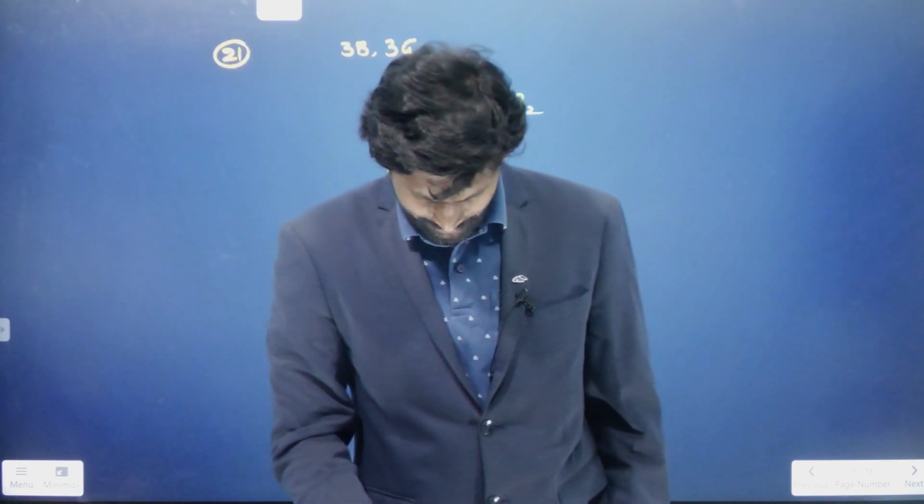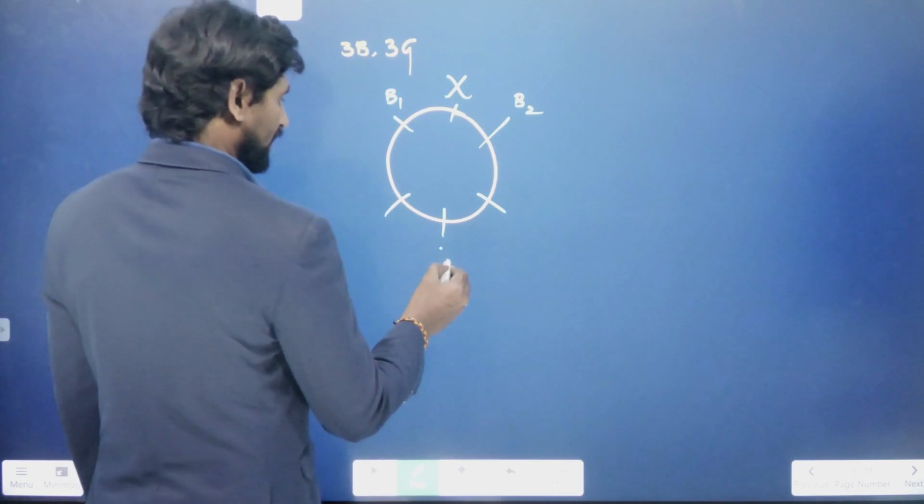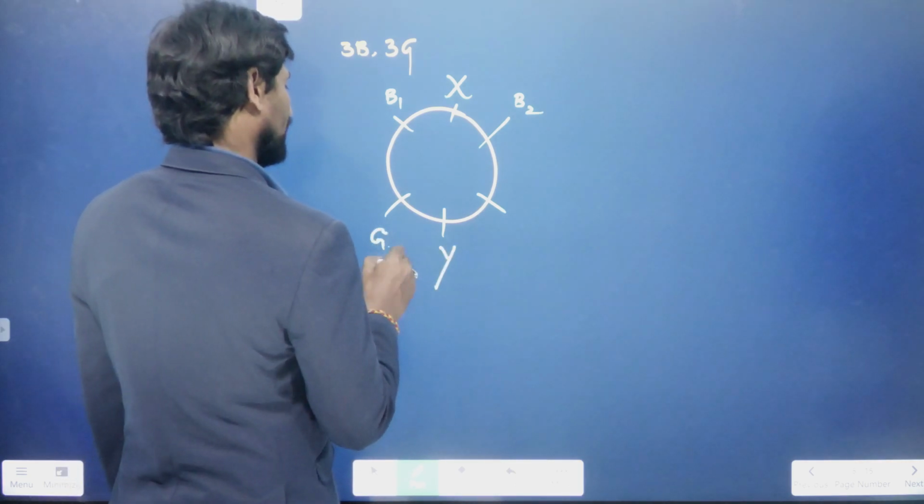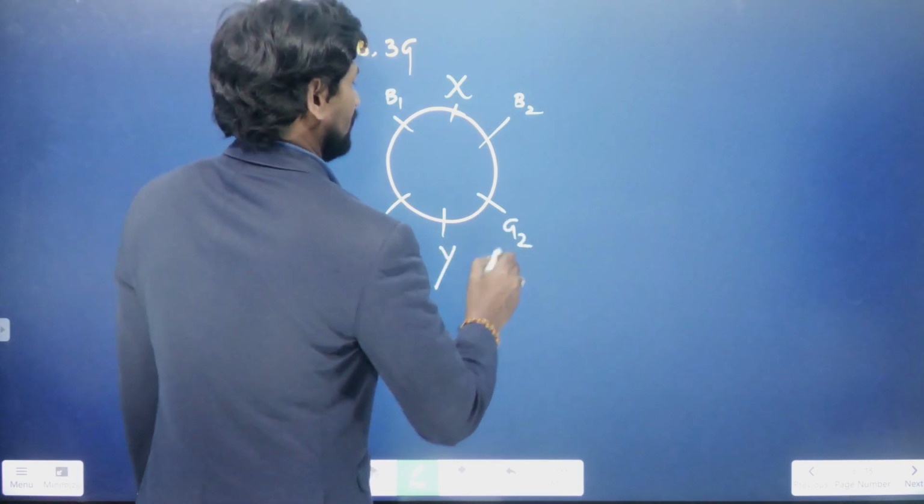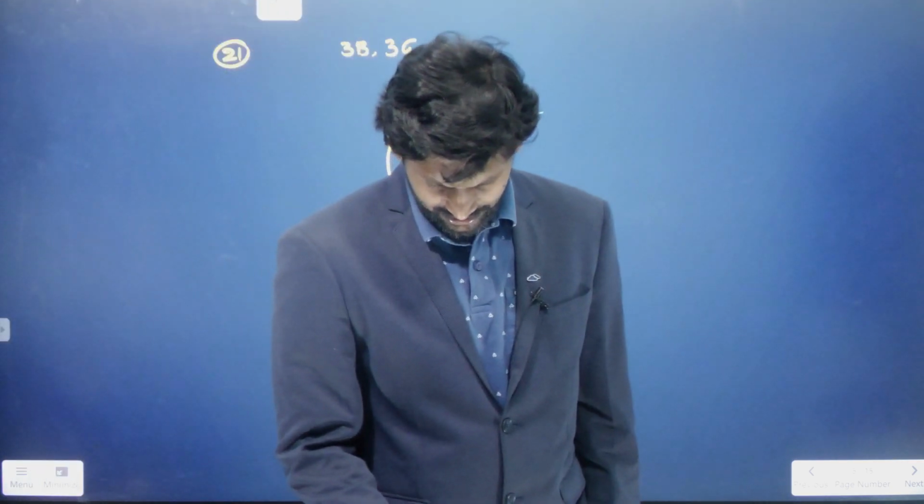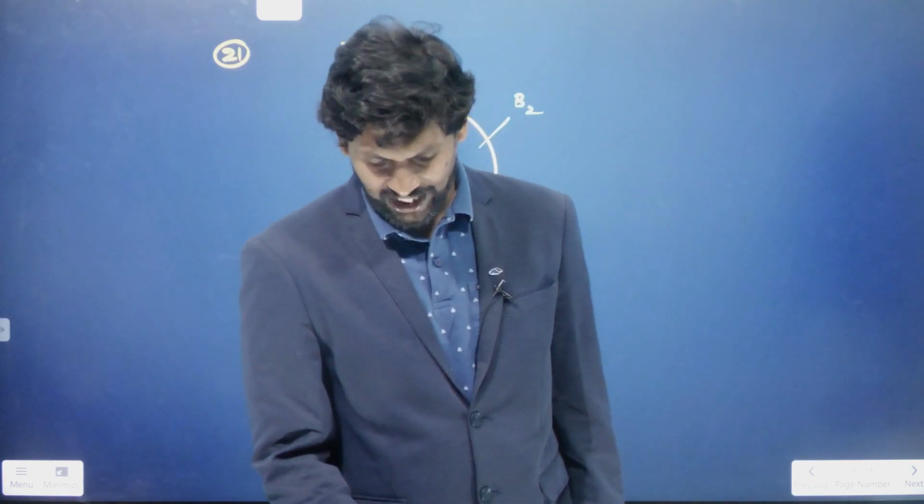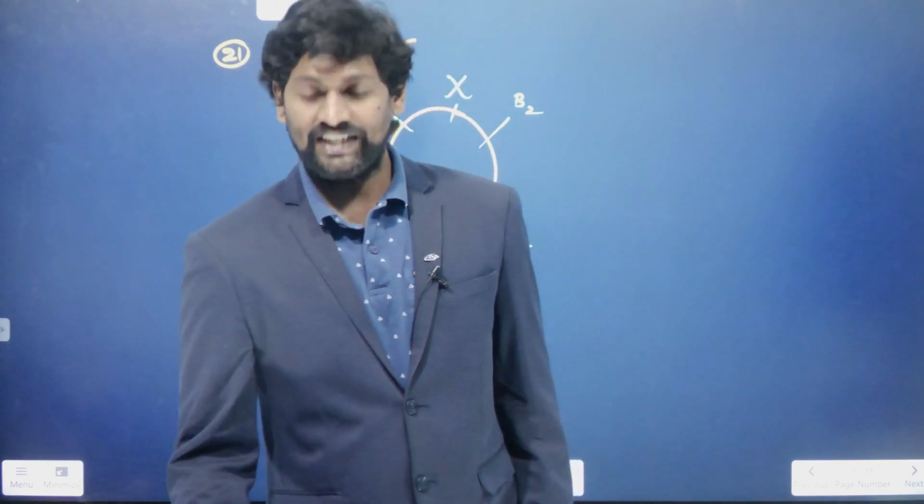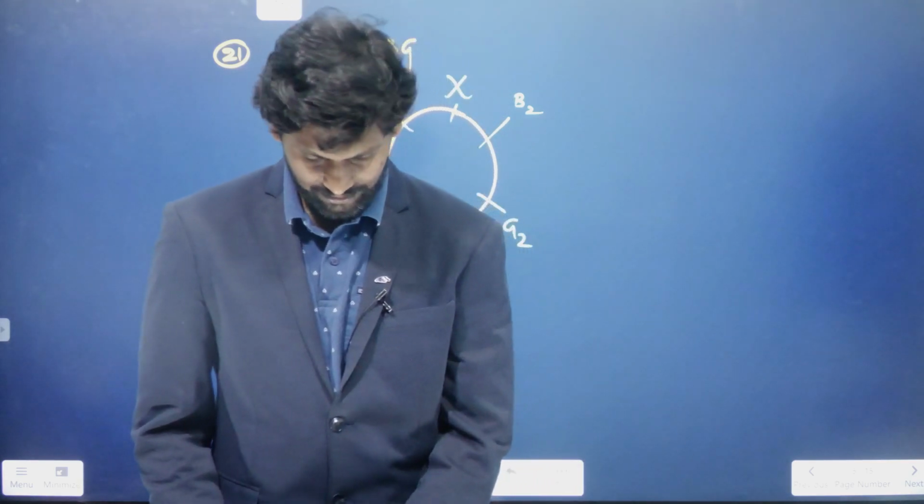Okay. Next, girl Y does not want any boy as her neighbor. Y is a girl, and she also does not want any boy as her neighbor. Right. So how many such arrangements are possible here?